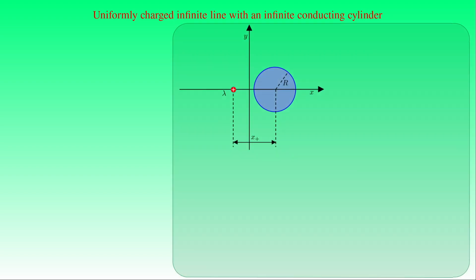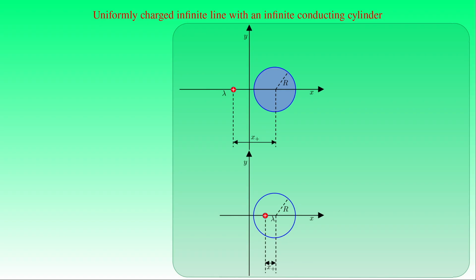We can use the example of the pair of infinite line charges of opposite polarity in the method of images to solve other problems where the equipotential surfaces are infinite cylindrical surfaces. The first example for such a geometry is an infinite line charge of uniform charge density lambda at a distance x sub plus from the center of an infinite conducting cylinder of radius r, where the line charge is either outside or inside the cylindrical surface.